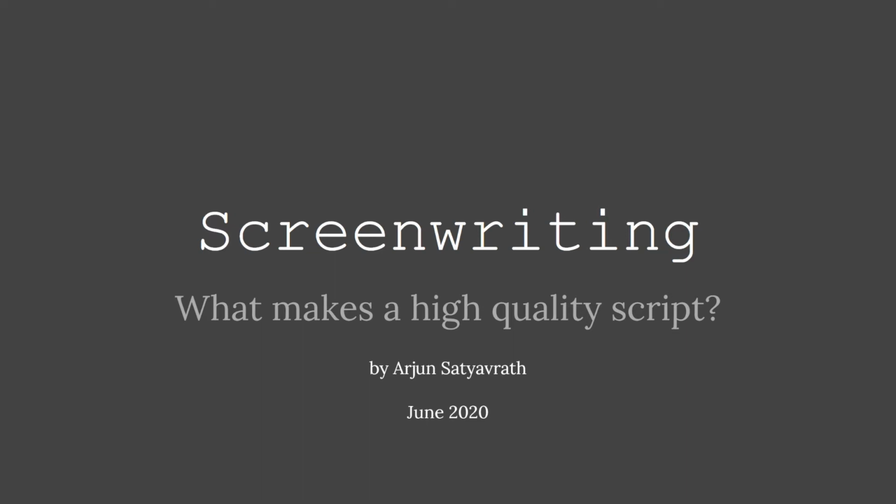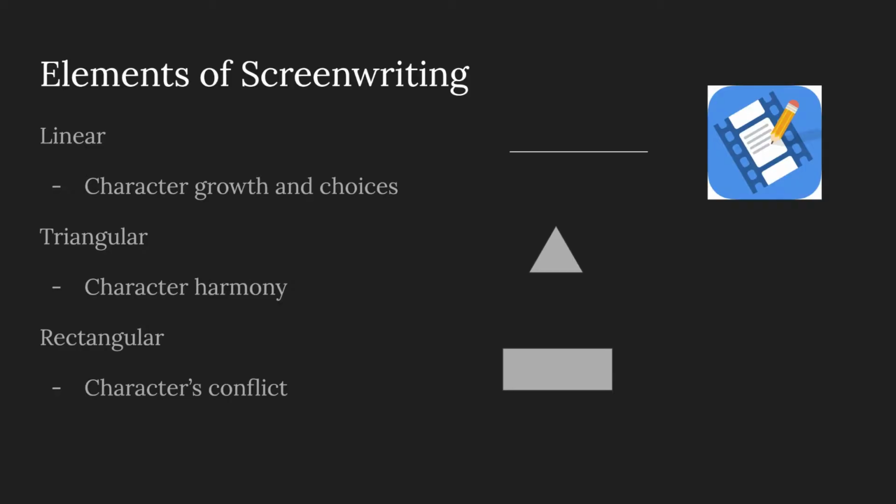My name is ArjunS, and I have learned that dialogue can either make or break a viewer's connection to the film. Therefore, I chose to write my own script using the elements that I researched. In screenwriting, there are three elements that are vital to describing character development: linear, triangular, and rectangular elements. Linear elements describe character growth and choices, triangular elements represent harmony between characters, and rectangular elements represent the characters' conflicts.